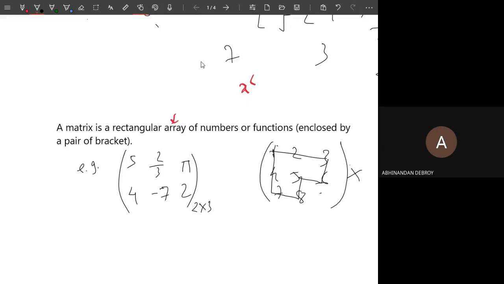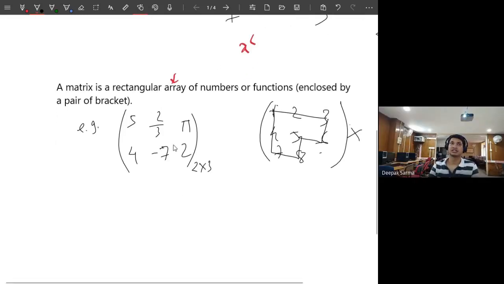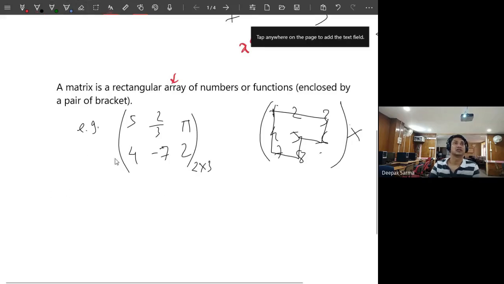Yes, sir. As I said, fractions are also allowed. Any other number, or any real numbers are allowed. So what does this 2 by 3 term denote? As I said, here are 2 rows and 3 columns. So we denote it by 2 by 3 in that way. Okay. So let me write something here.